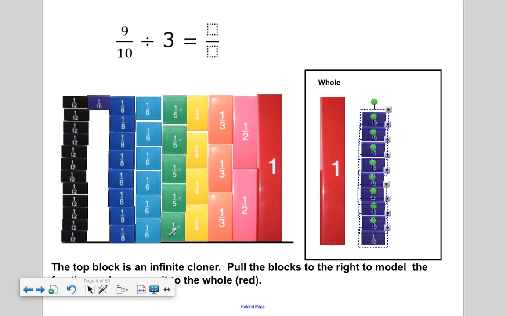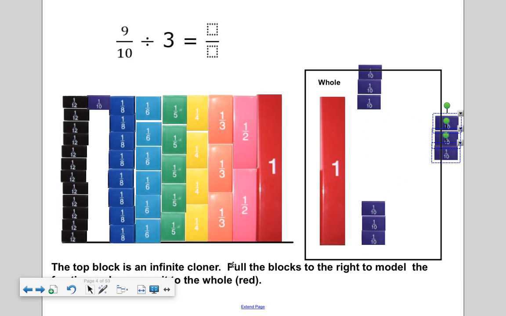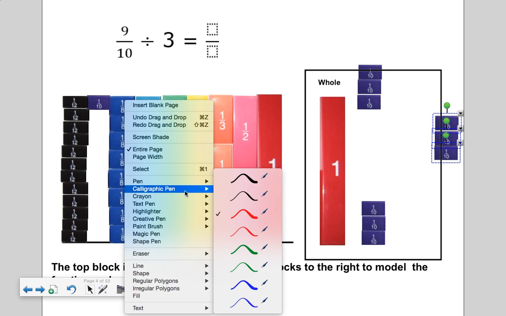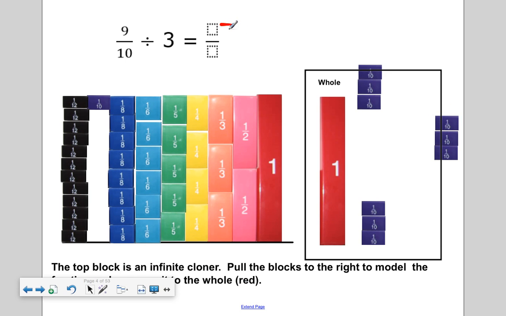So you have 9/10. It says divide them into 3 equal groups. That's one group. Here's a second group. Here's a third group. So the answer is 3/10.